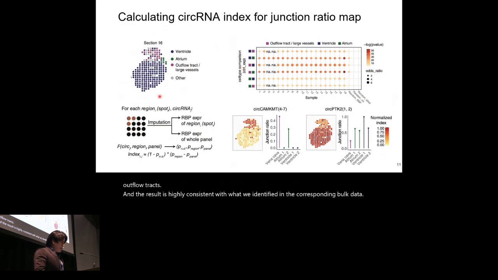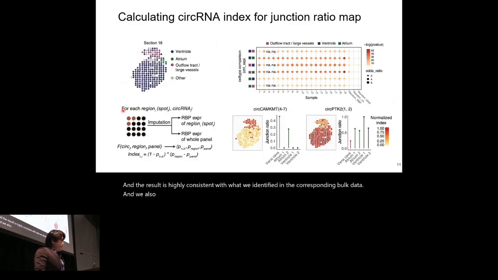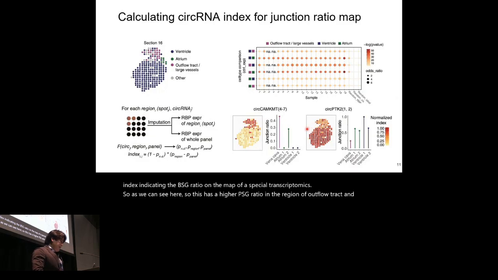And we also converted the DSC probability between one spot and all of the other spots to an index indicating the BSG ratio on the map of spatial transcriptomics. So as you can see here, this circRNA has a higher BSG ratio in the region of outflow tract, and in contrast, this one has a high BSG ratio in the ventricle region.